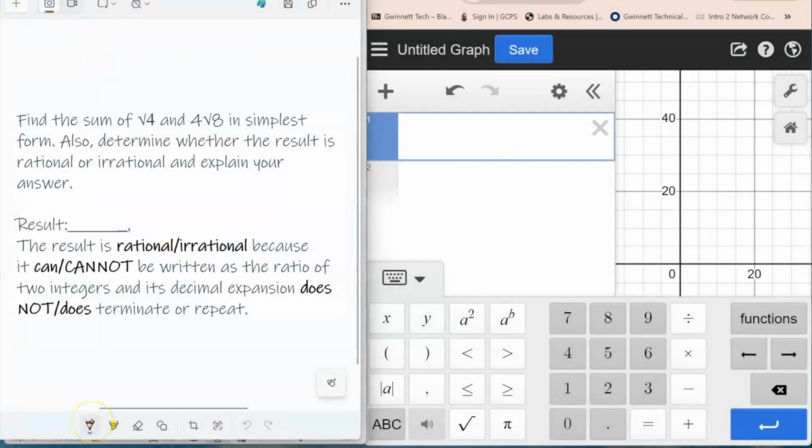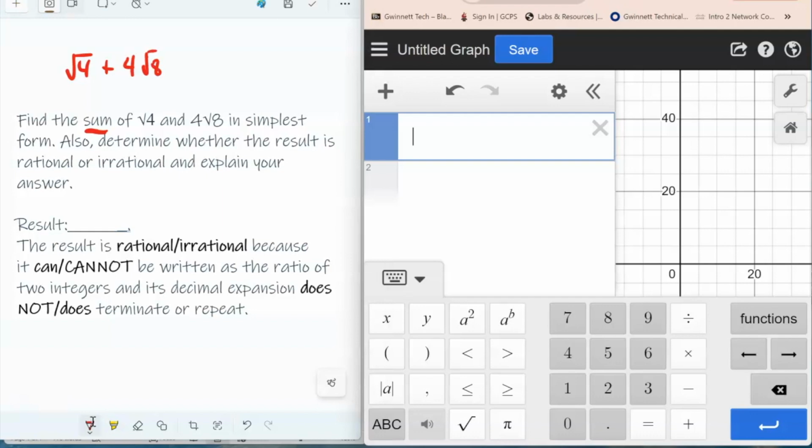Irrational. All right, find the sum of radical 4. So again, the word is sum, so we're adding. So radical 4 plus 4 radical 8. And once again, I don't want you to do this on paper. I want you to do it in the calculator.